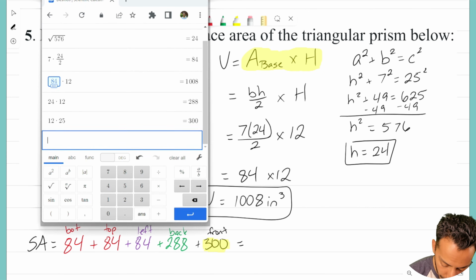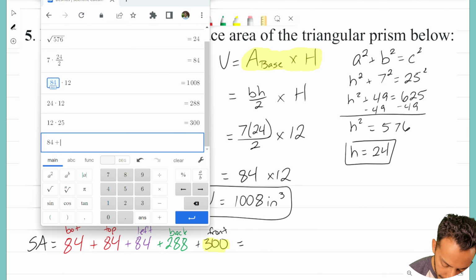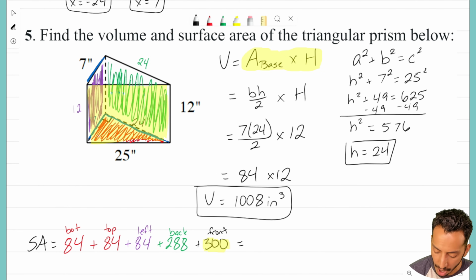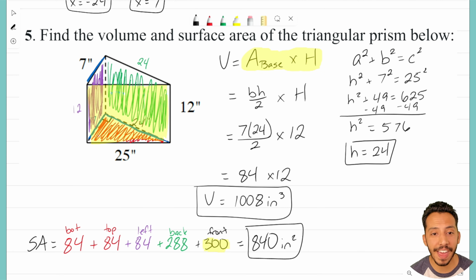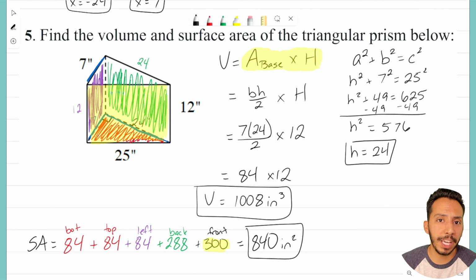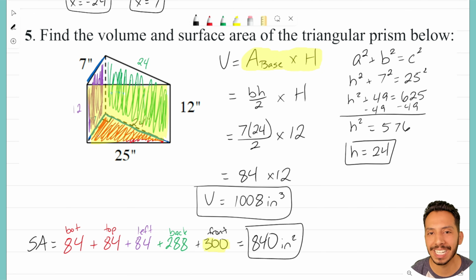Let's go ahead and add up all those numbers. We got 84 plus 84 plus 84 plus 288 plus 300. Our surface area is 840 inches squared. That's how you find surface area. I think surface area is a little more work because you got to see every side on your prism and find its area. Volume, we have our formula. It'll work every time. Surface area, unfortunately, there's no easy formula for that one.